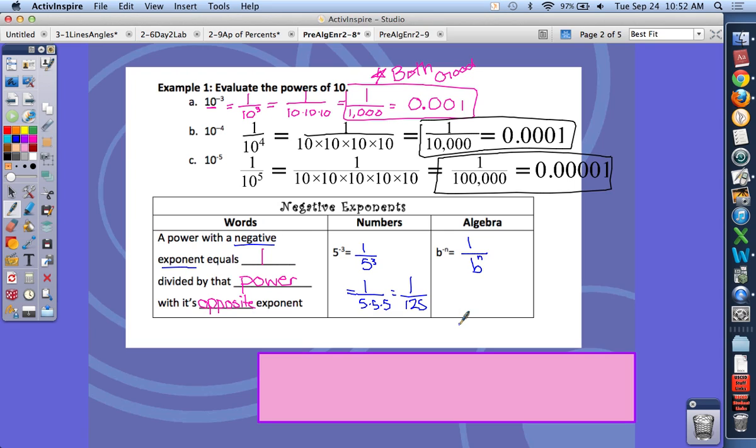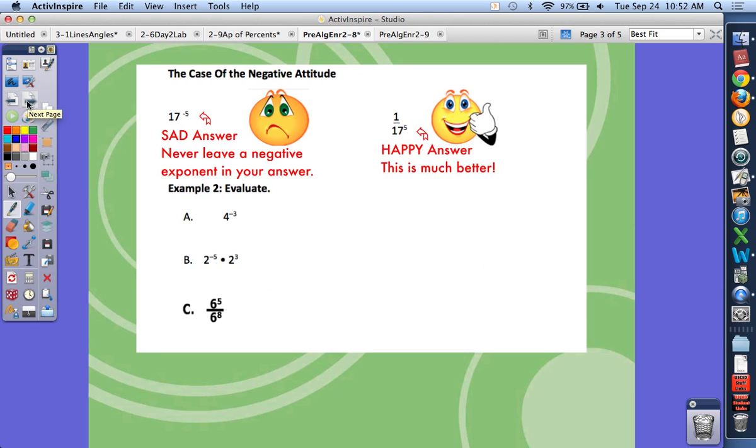All right, so let's just remember that we want to always get rid of the negative exponent. If you look on the back of your notes, I have these two pictures here to show you, okay? We never leave a negative exponent in your answer. I want you to write that down. Never leave a negative exponent in your answer. So if you have 17 to the negative fifth, we cannot leave it that way.